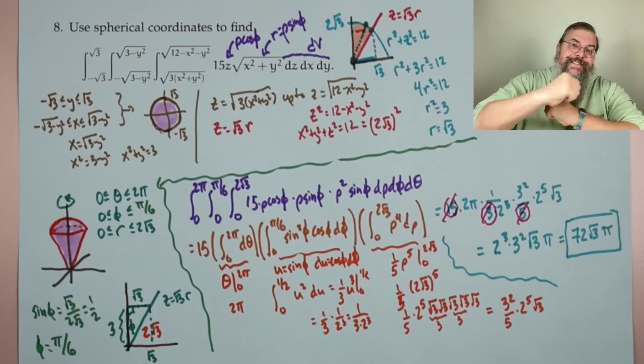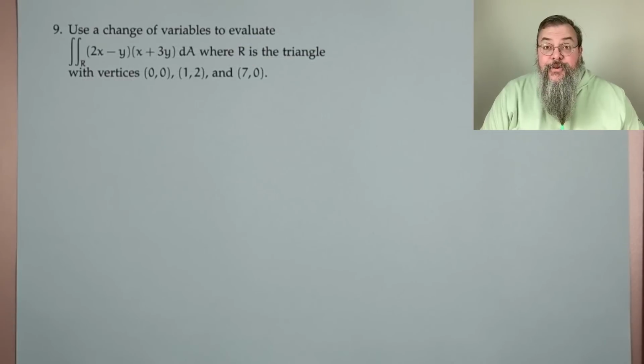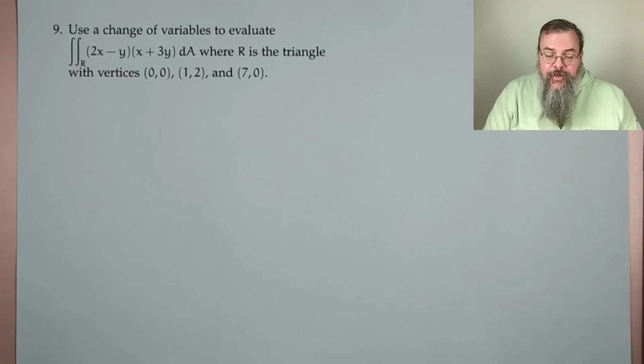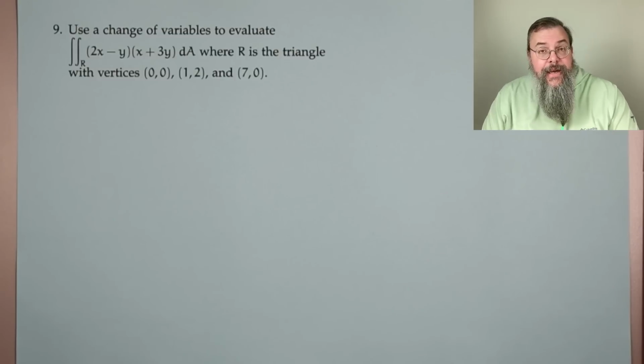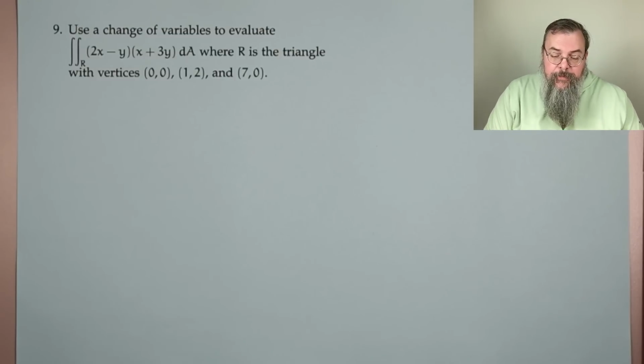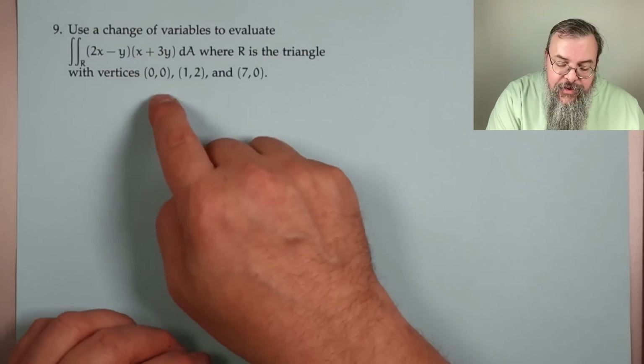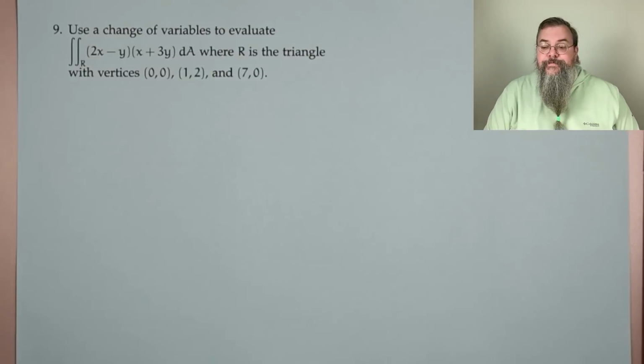Woohoo! Yes! Use a change of variables to evaluate an integral over the region R of (2x minus y) times (x plus 3y) dA, where R is the triangle with vertices (0, 0), (1, 2), and (7, 0).